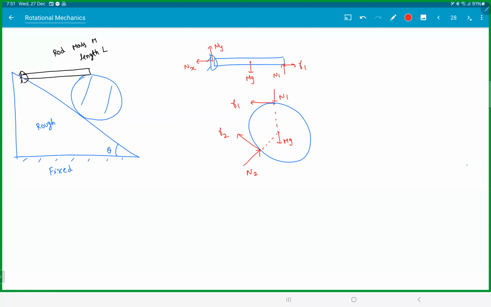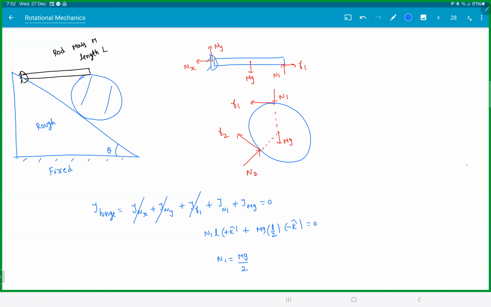You messed up the FBD, then it is gone. Now what? If you take torque about the hinge for the rod, we get torque due to Nx, Ny, F1, N1, and Mg should be 0. Gone, gone, gone. This is N1 into L k cap plus Mg into L by 2 minus k cap. We get N1 is equal to Mg by 2. Perfect.